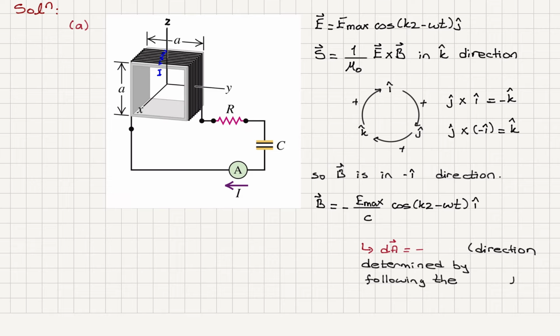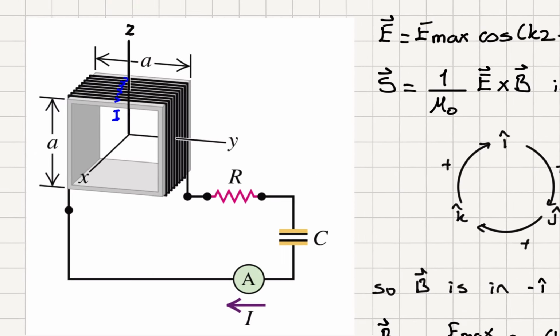Okay, now we have to determine the flux. The magnetic field is in the minus i hat direction. So what current creates a magnetic field in the minus i hat direction? Using the right-hand rule, if the current flows in the clockwise direction, the four fingers of the right hand curl in the direction of the current, and the thumb points into the page, in the minus i hat direction. So this must be the direction of the current that's going to create a magnetic field in that direction. That's going to determine the direction of my area vector for each coil.